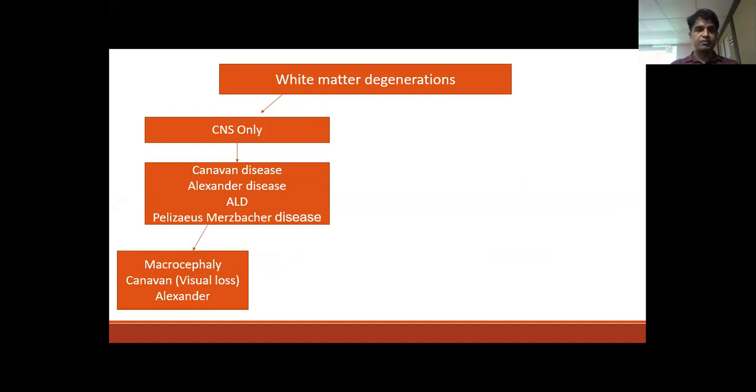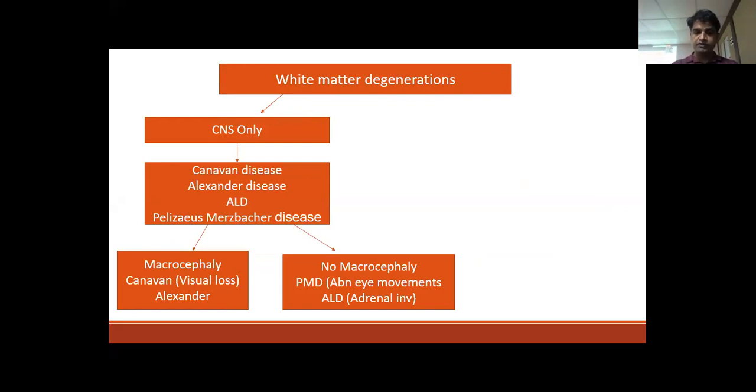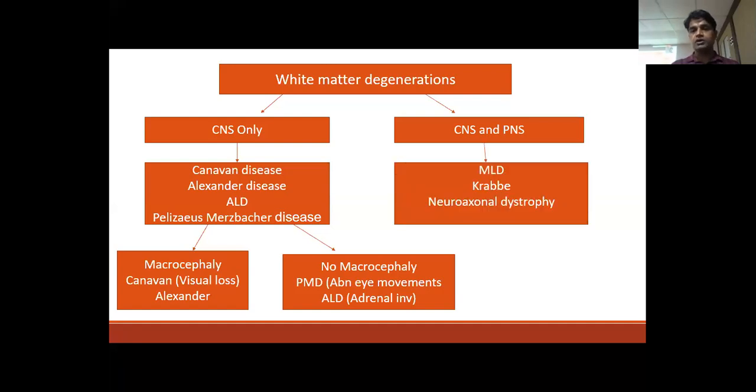And if there is macrocephaly, that will go in favor of Canavan, which will also have visual loss, and macrocephaly is seen in Alexander disease as well. Now, if there is no macrocephaly, then your differential comes to Pelizaeus-Merzbacher, but in that, as I mentioned earlier, you may see abnormal eye movements, and adrenoleukodystrophy, where you would see additional adrenal involvement, which will give you the clue. Now, if there is peripheral nervous system involvement as well, you come to mainly these 3 possibilities: metachromatic leukodystrophy, Krabbe's, and neuroaxonal dystrophy.